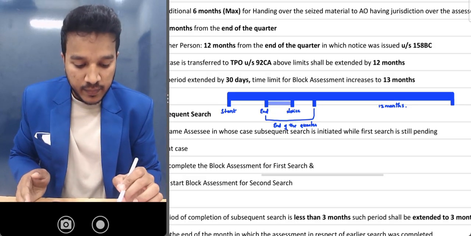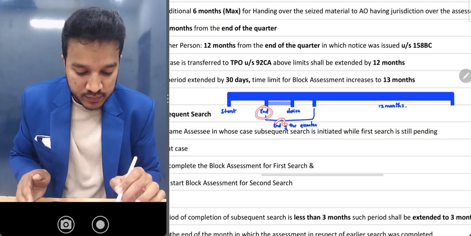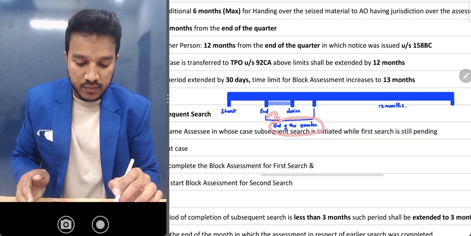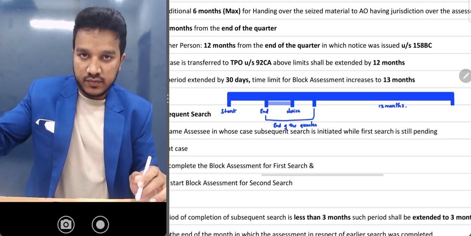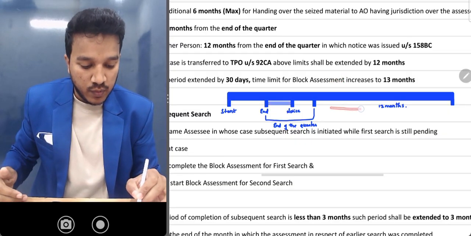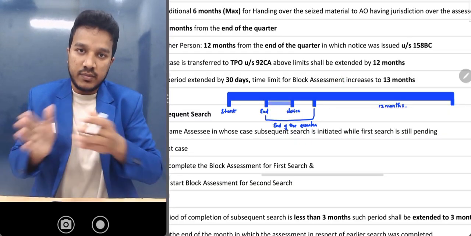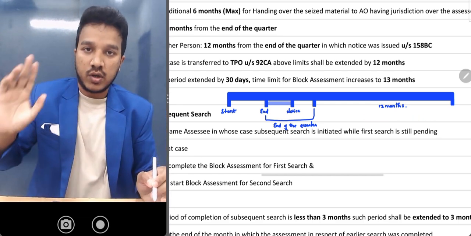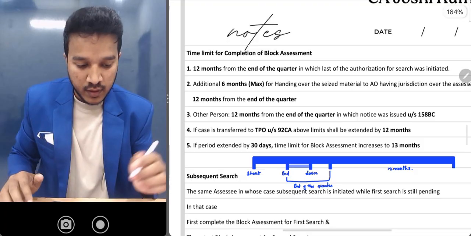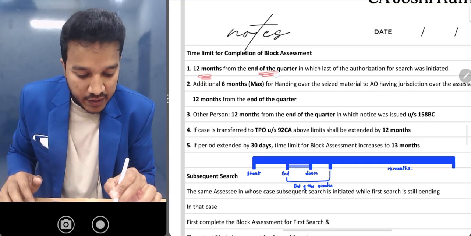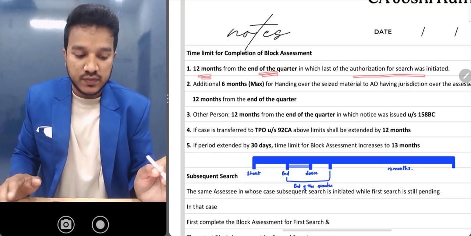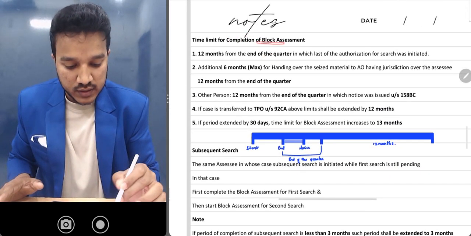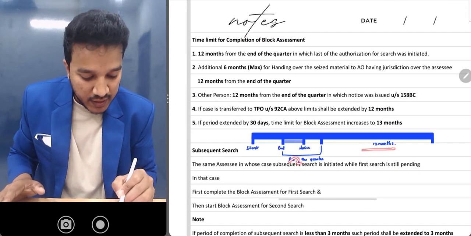Okay, now from the end of the search, whatever is the quarter, the end of the quarter from the date of last date of search, 12 months count करना वहाँ से. From the end of the quarter, 12 months. So this is the time limit for you to complete the block assessment. Okay, let's read. 12 months from the end of the quarter in which the last authorization of search was initiated. So this is your time limit for completion of block assessment. 12 months from the end of the quarter.